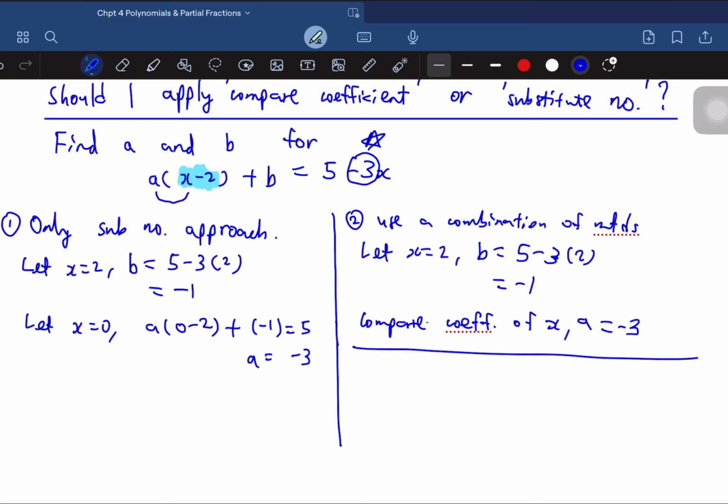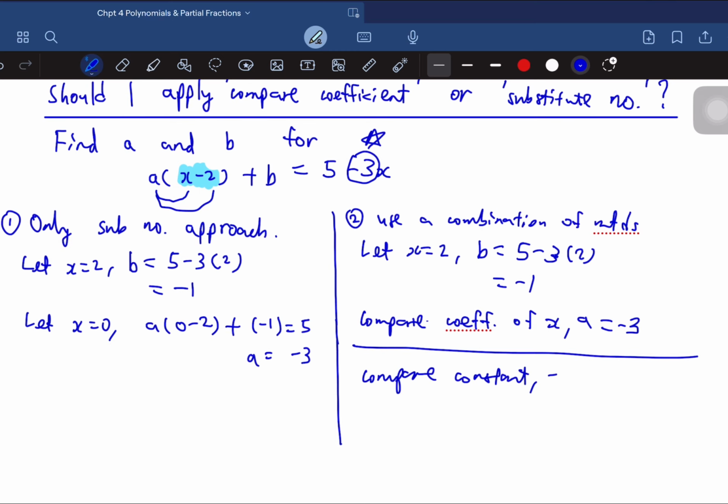Then why don't I compare other coefficients, other things? I can, but also risky. Why? I won't choose to compare the constant, because if I compare the constant, it will become negative 2a plus b equals 5. I don't use this. Why? Because I don't want to use my b answer to find a. I'm worried that if I find b wrongly, it will cause my a to be wrong. So you'll need to consider, okay, when we do questions, we don't blindly solve. Got it?